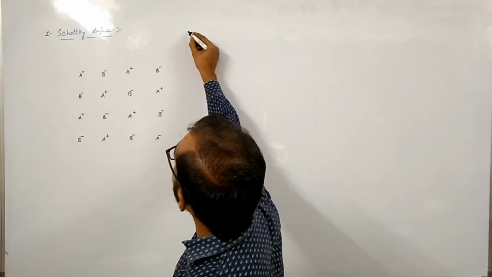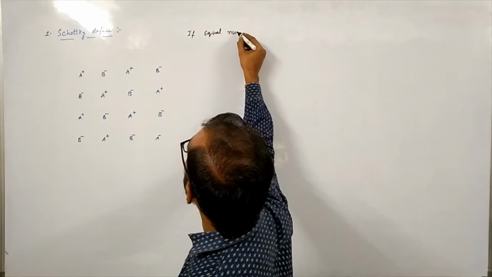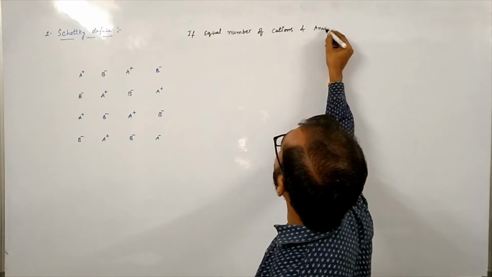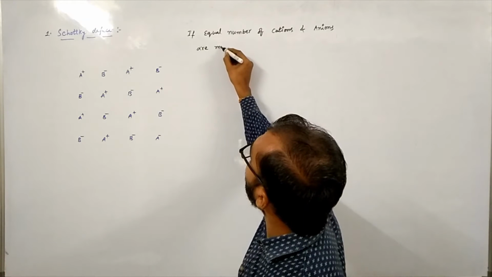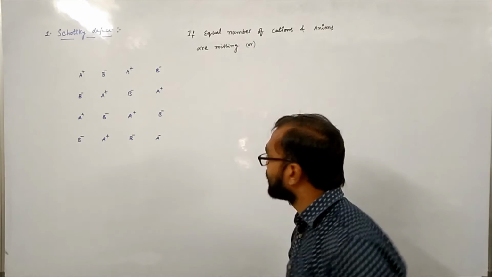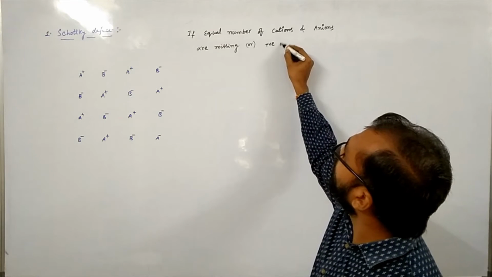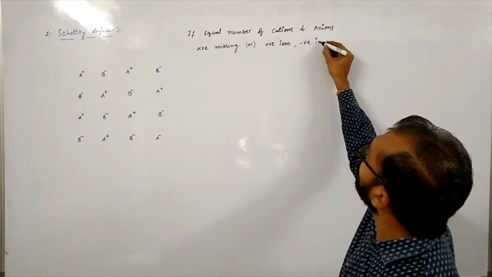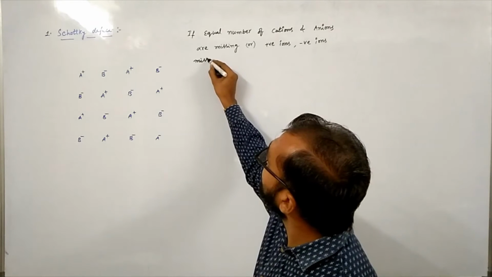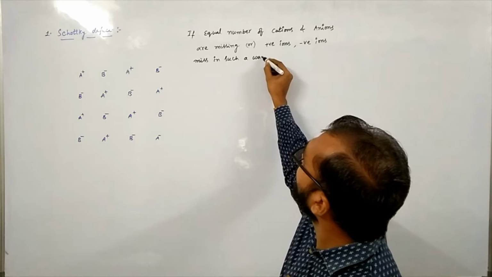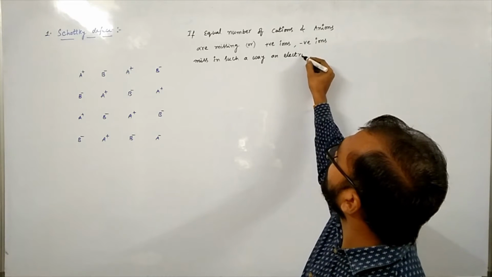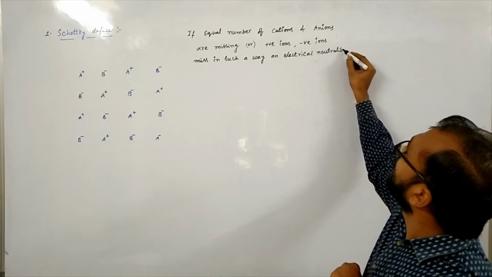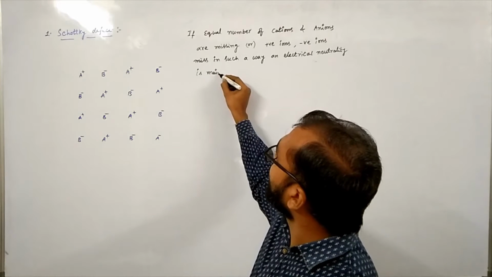Now, Schottky defect means an equal number of cations and anions are missing, positive ions and negative ions, in such a way that electrical neutrality is maintained.